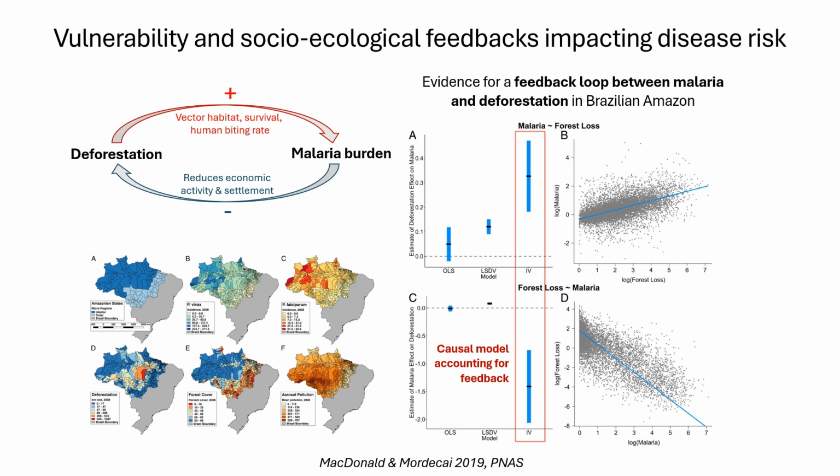But actually when you see an increase in malaria burden, you see a decline in deforestation, because that increasing burden of malaria reduces people's economic activity and inclinations to settle in those areas with a high malaria burden. So there's a negative feedback loop here, that the causal modeling approach they took in this study allowed them to disentangle clearly within the Brazilian Amazon.